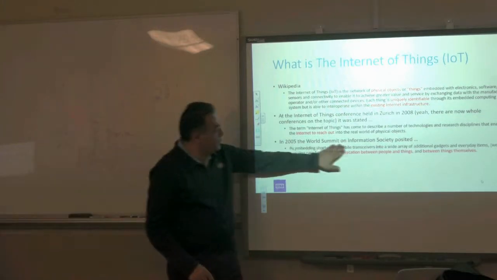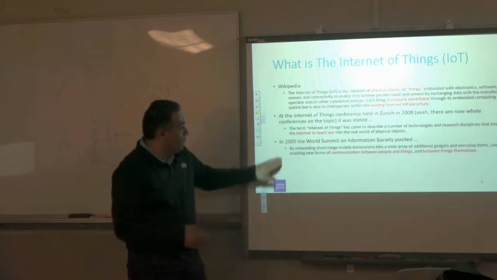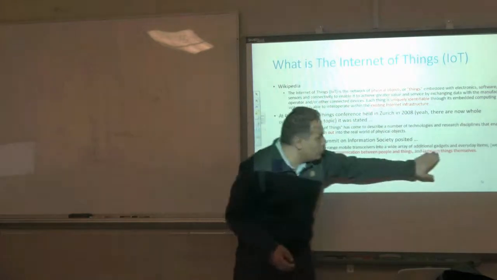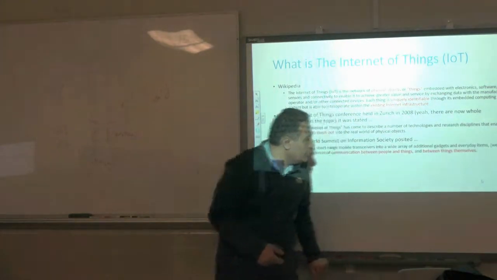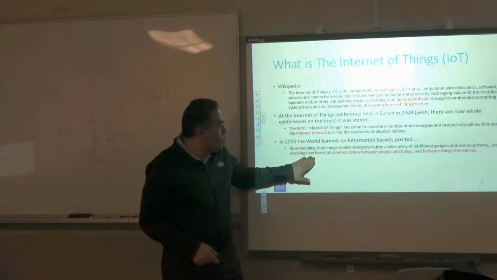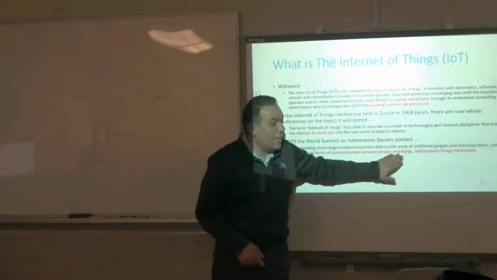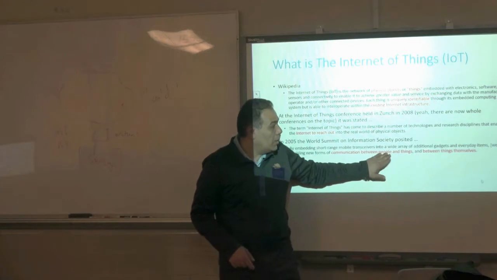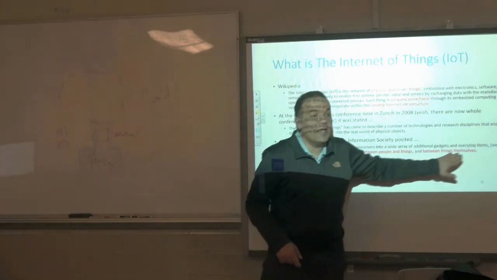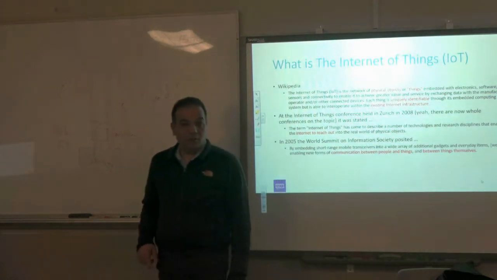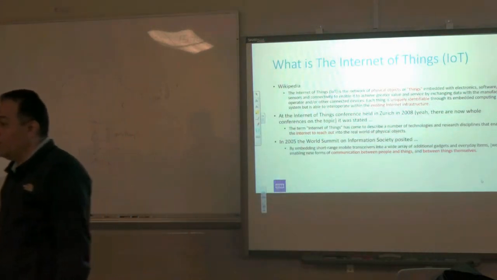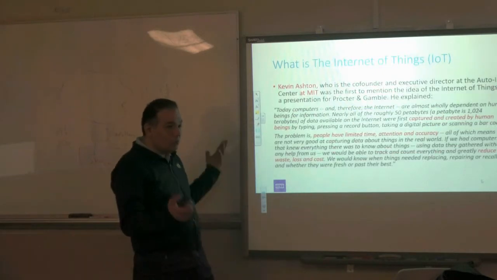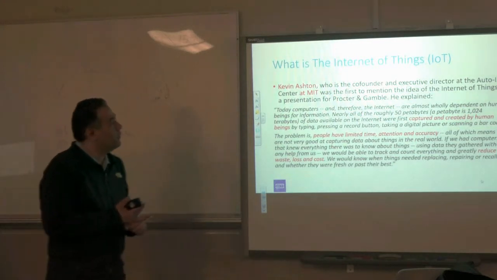Then, in this summit, by embedding short-range mobile transceivers into a wide array of additional gadgets and everyday items, we are enabling new forms of communication between people and things. So the Internet of Things is communication between people and things, and between things and things. Things and things communicating together, and people and things communicating together. So these are different definitions. It's a new field, so you'll find different definitions.